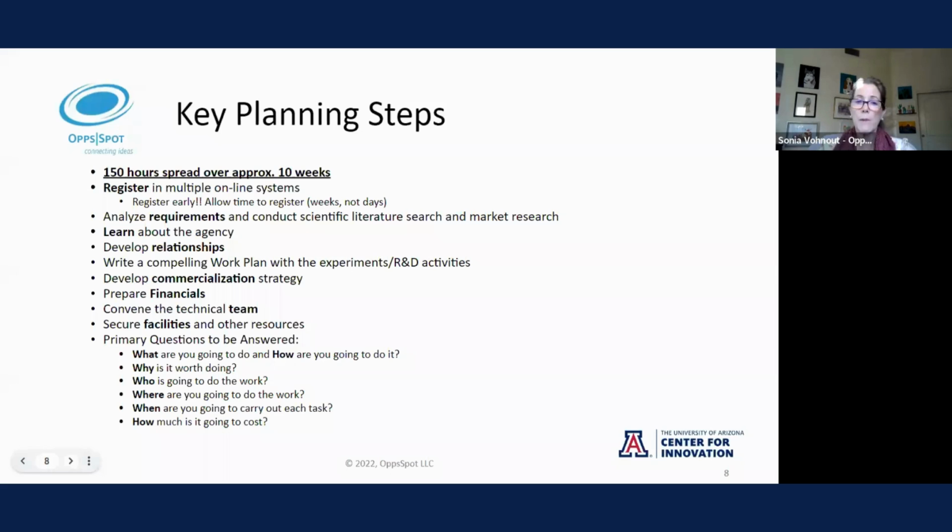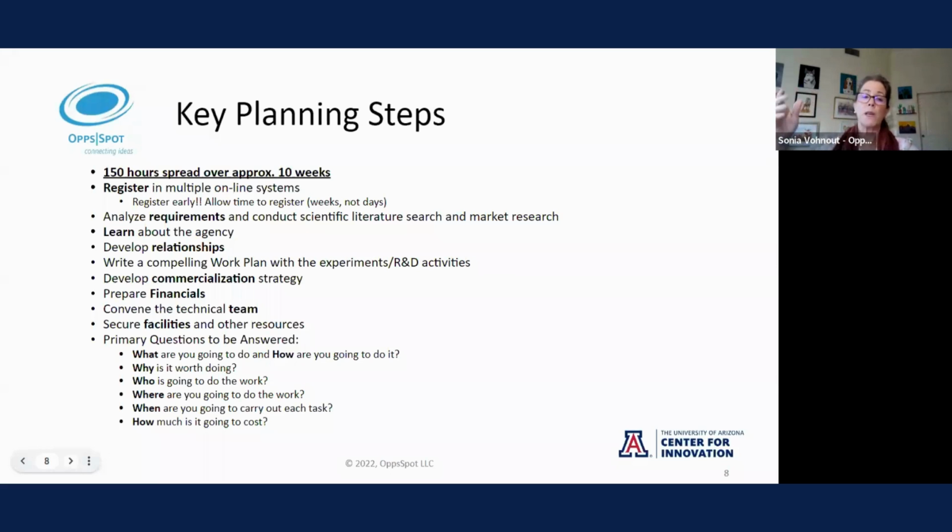Make sure that you understand the requirements and that you have enough scientific literature and market research done. Understand the agency's requirements, develop relationships with the different program offices and the program officers or topic authors if you can, and write a compelling work plan. It's got to make sense, and know what the research and development activities are going to be in that work plan. You also will need a commercialization plan or strategy. You're going to be developing financials, meaning a budget and the budget justification. And you need to have a good technical team, and you need to describe your equipment and your facilities and any other resource that's going to make the team stronger and your proposal stronger.